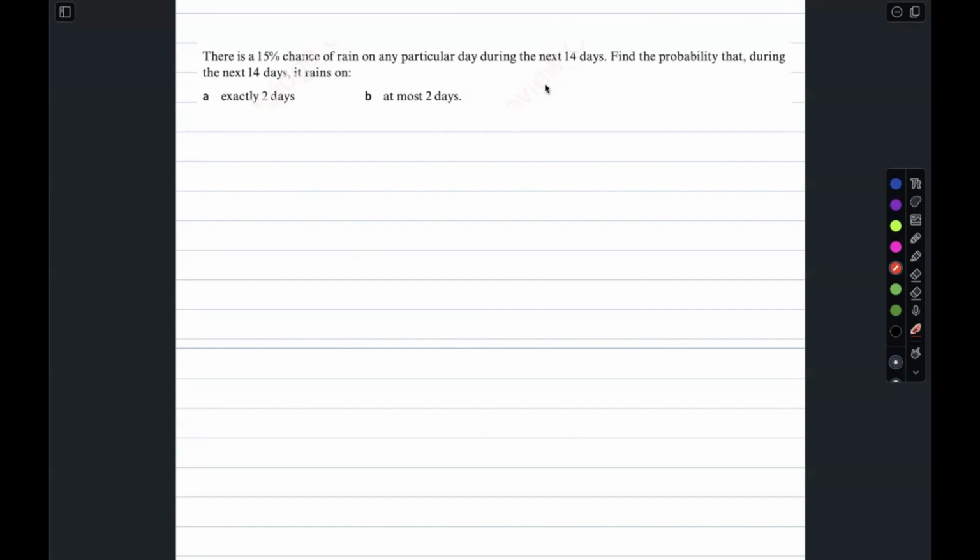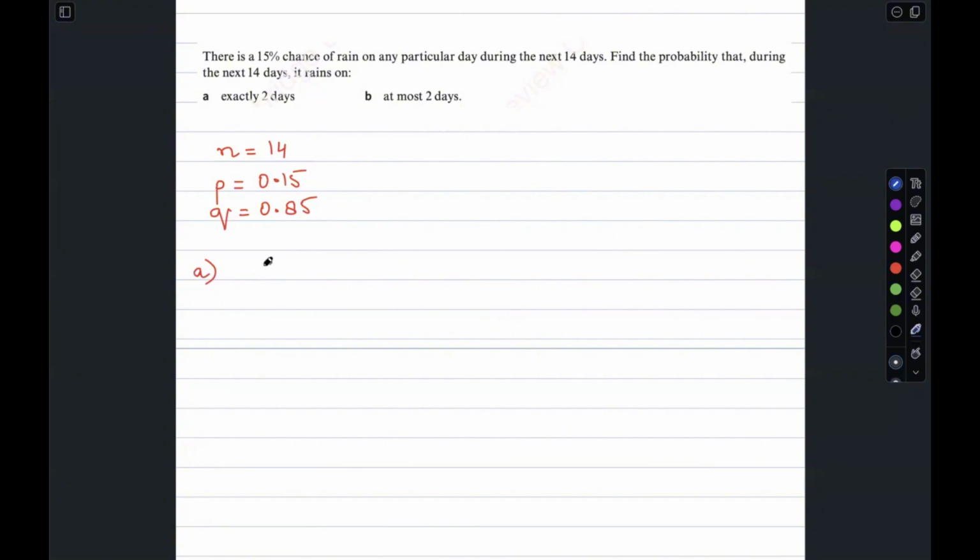We have only 2 possibilities: either it will rain or it will not rain. And the probability of raining is always the same, as it says, there's a 15% chance of rain on any particular day. So first we can write that n equals 14. The number of trials in this case is 14 days. The probability of success is 0.15, which means that the probability of failure would be 1 minus 0.15, which will be equal to 0.85.